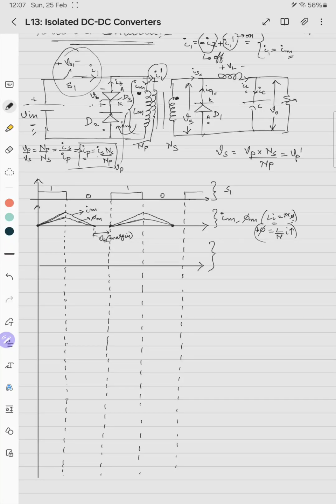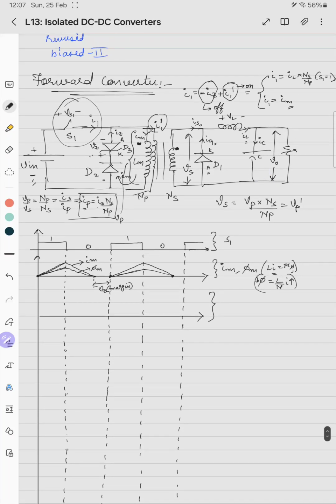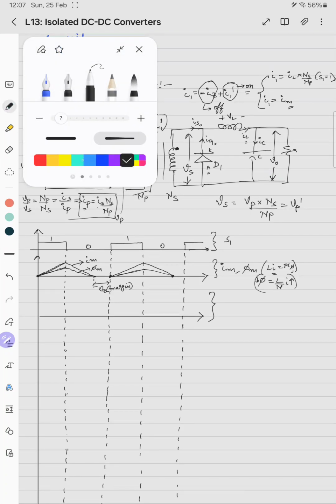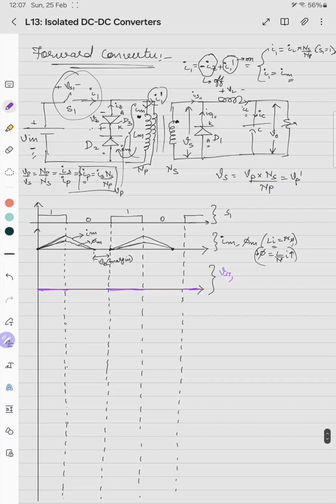So first we will plot the Vs1. When the switch is on, the voltage across it is 0. Whenever the switch is on, it is 0. And when the switch is off, the voltage across it is what?